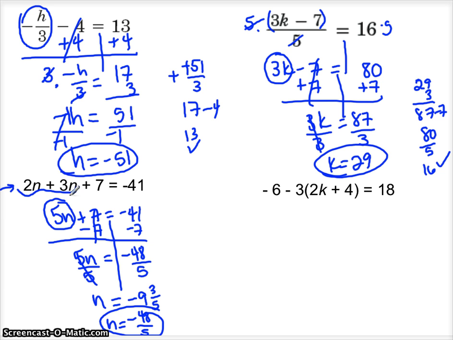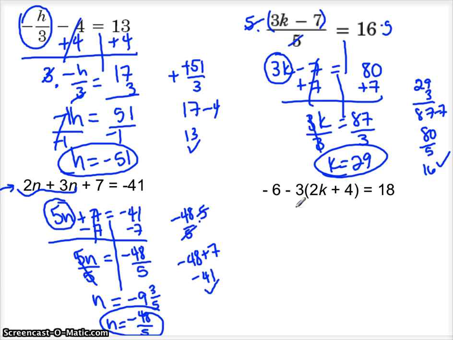Okay, so you have 2n plus 3n, that's 5n. So if you check, you can check in the 5n, just makes it a little easier. Negative 48 divided by 5 times 5, those 5 cancel. So you have negative 48 plus 7 is indeed negative 41. So that checks.